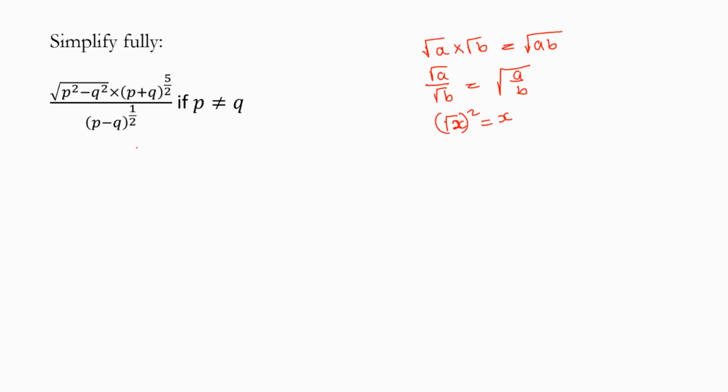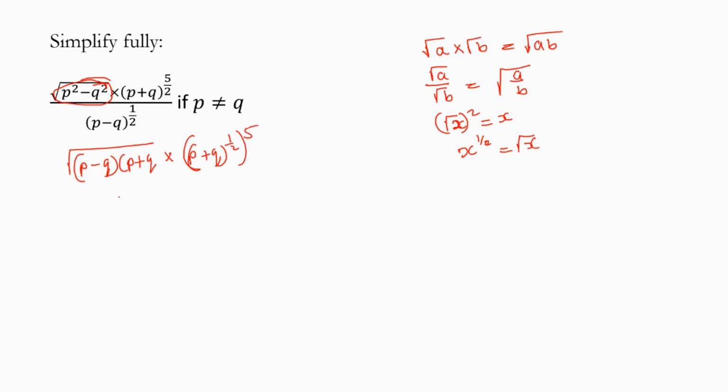Let's simplify this. We have the difference of two squares here, so we can write this as the square root of p minus q times p plus q, right? And then times p plus q to the power... I want these exponents in surd form. So remember that x to the power half is equal to the square root of x. Here we can say this is 5 over 2, like half and then to the power 5.